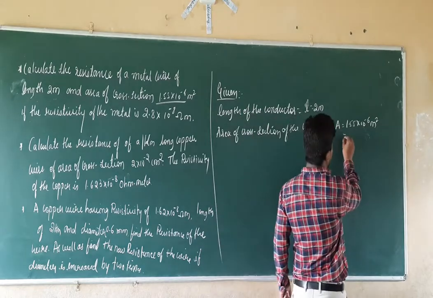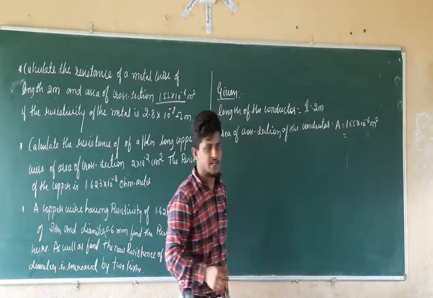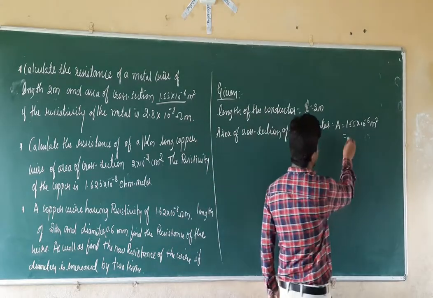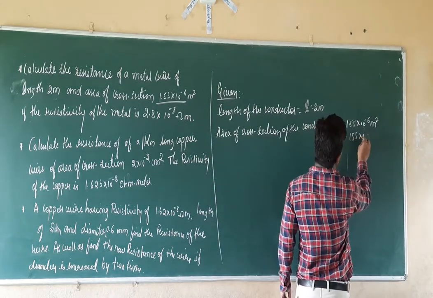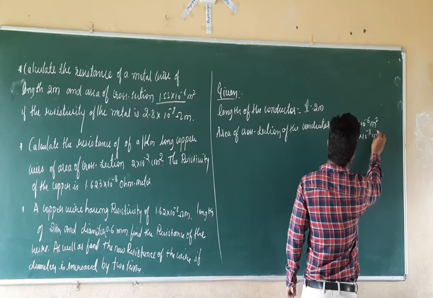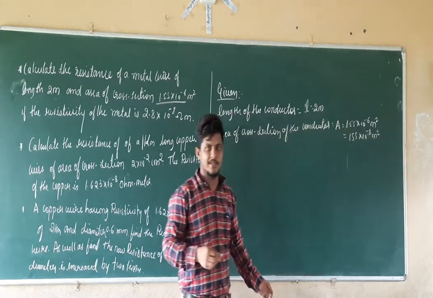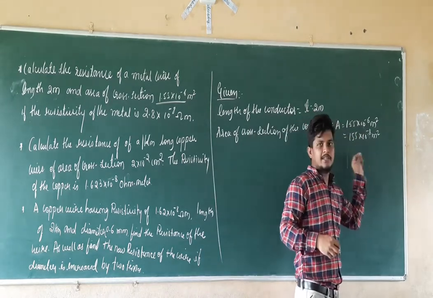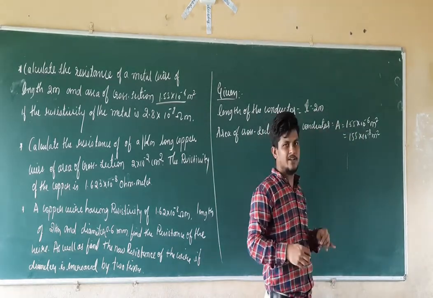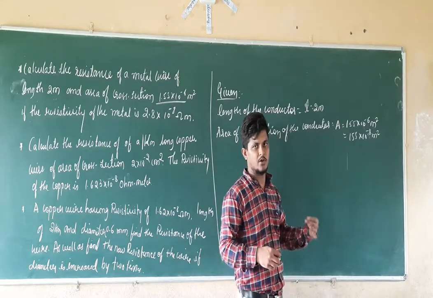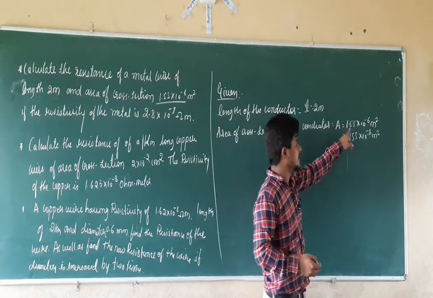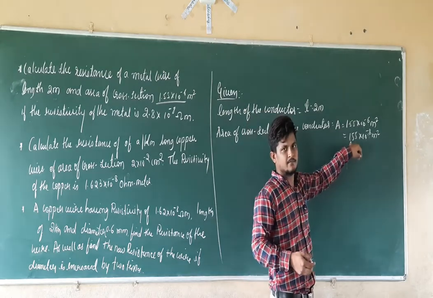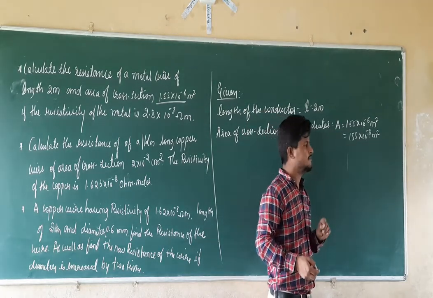For easy purpose, you can write it as 155 into 10 raised to minus 8. So I am going to write it as 155 into 10 raised to minus 8 meter square. While calculating the answers, it will be easy to divide by using the accurate values. If you take the decimal points, it is not easy to calculate. For that reason, I am converting these values into pure numbers. So 155 into 10 raised to minus 8 meter square.